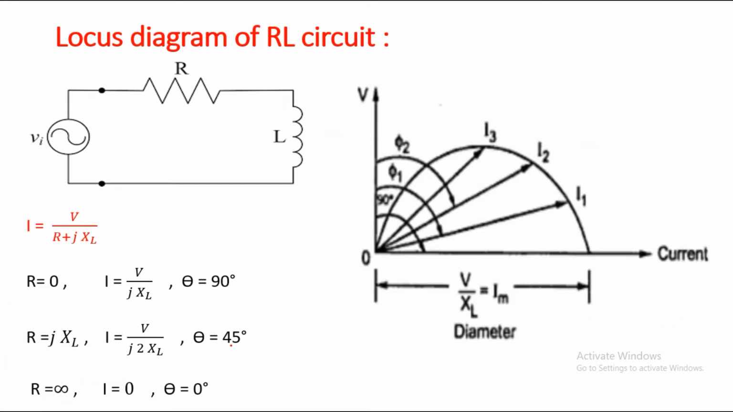This is the RL series circuit's locus diagram. Here we have taken voltage as reference on the y-axis, whereas on the x-axis we have taken current as the varying parameter. Now we are going to plot the magnitude of the current according to the variation in the resistor along with phase angle. When resistor value is 0, we have maximum current, and the magnitude is V by XL, and the phase angle is 90 degree.